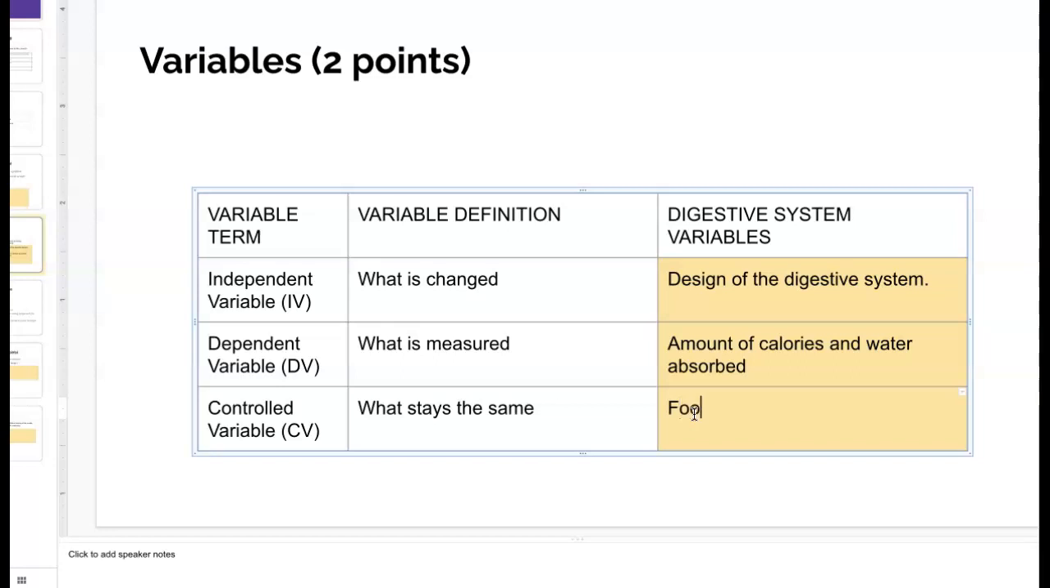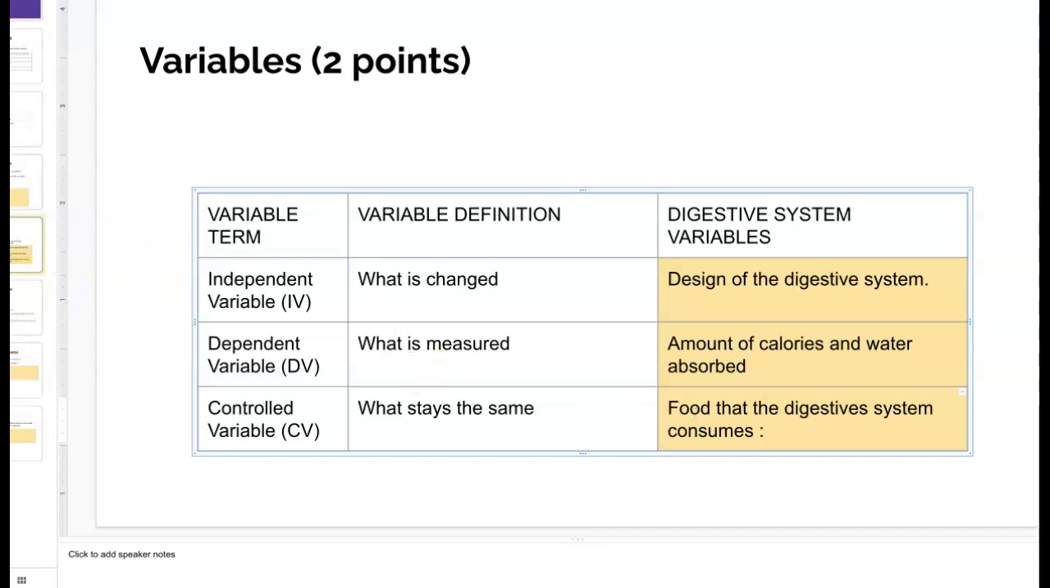And then what you are controlling, what stays the same, is the food. This is the food that the digestive system consumes. So you will tell me if you're testing out an apple or tofu or baked potato or pecan pie. Just make sure it stays the same. It's the same food for all three of your designs. All right, so that's how you will do the variables.